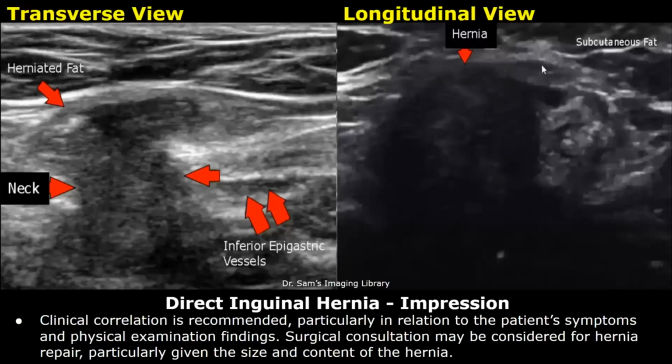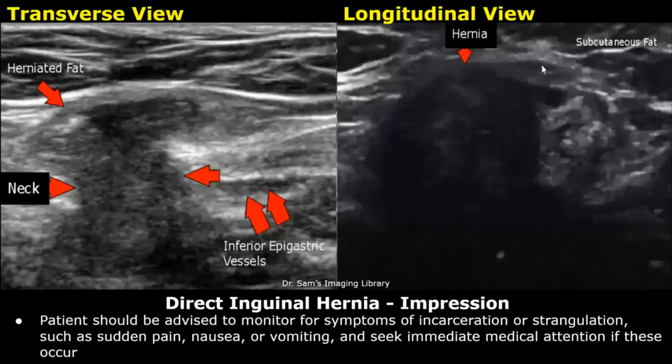Clinical correlation is recommended, particularly in relation to the patient's symptoms and physical examination findings. Surgical consultation may be considered for hernia repair, particularly given the size and content of the hernia. Patient should be advised to monitor for symptoms of incarceration or strangulation, such as sudden pain, nausea, or vomiting, and seek immediate medical attention if these occur.